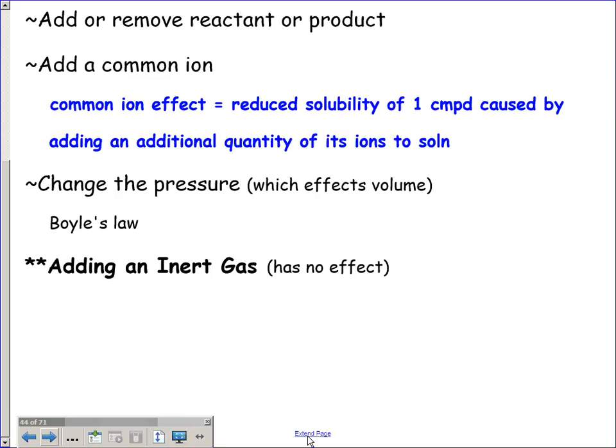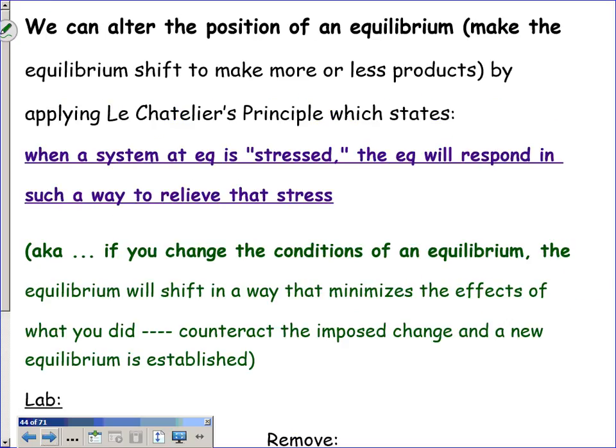So what are some good examples of inert gases? Non-reactive gases. Shout them out. Anything in the noble gas category, right? Helium, neon, argon, krypton, things like that. Thumbs up if I can move on. These are the different stresses. Okay, this is nice because you guys already have a decent background knowledge on it.